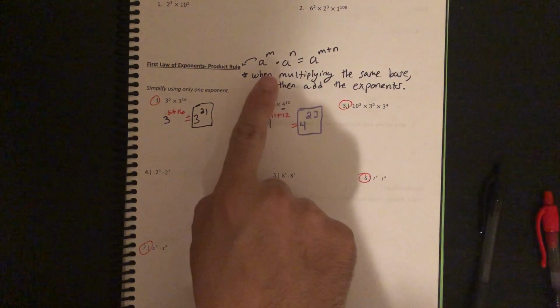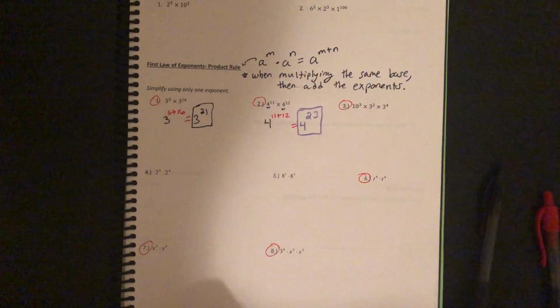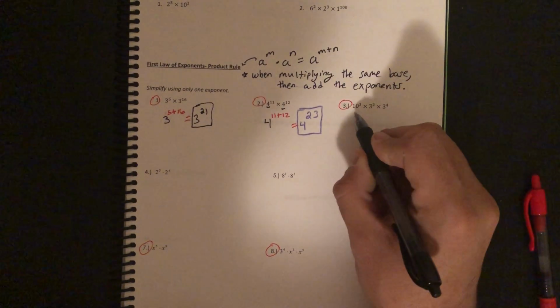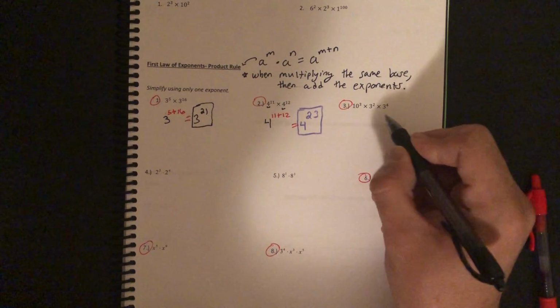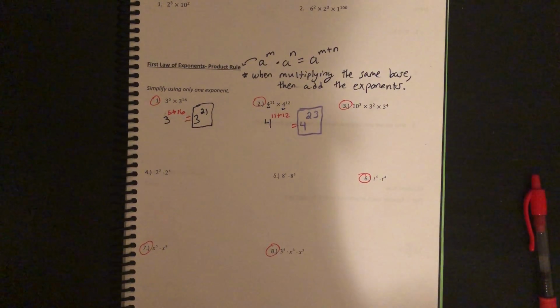Because I'm using my rule. See, if you multiply the same bases, you can add the exponents. Okay, let's move on. If you notice, we have 10 cubed times 3 squared times 3 to the power of 4. So now, what should I do next?